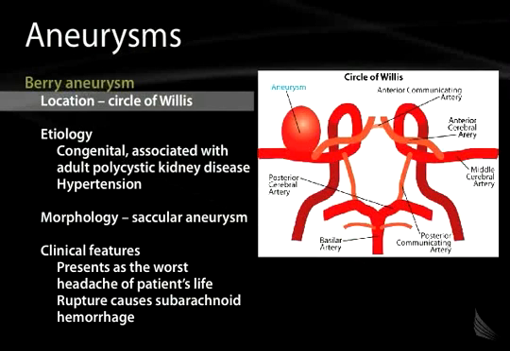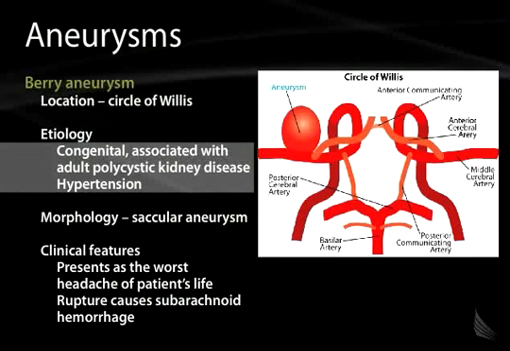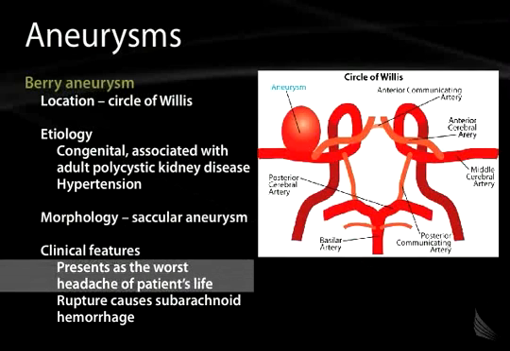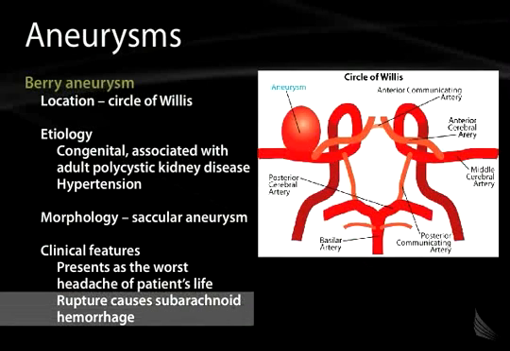Berry aneurysms are located typically in the circle of Willis. These can be congenital or associated with adult polycystic kidney disease. They can be associated with hypertension. It's a saccular aneurysm. Clinical features include the classic worst headache of my patient's life, because these berry aneurysms that rupture cause subarachnoid hemorrhage.